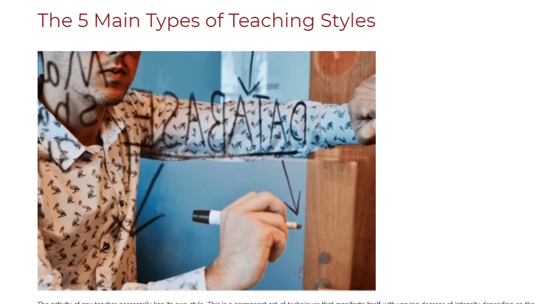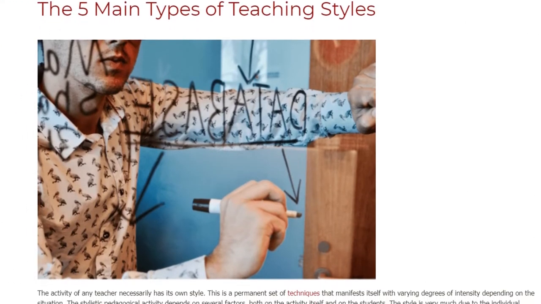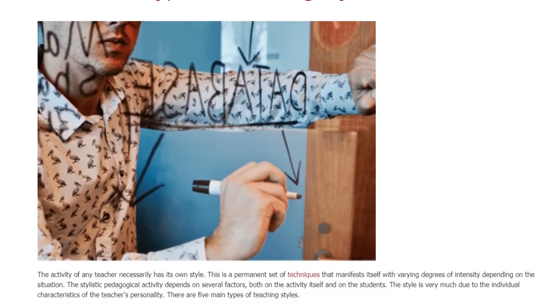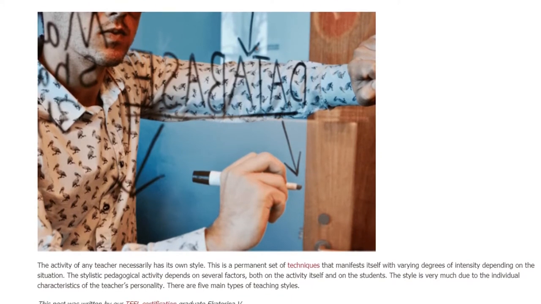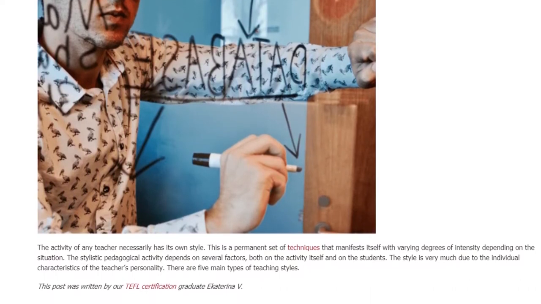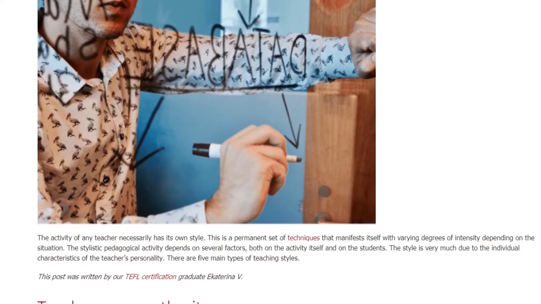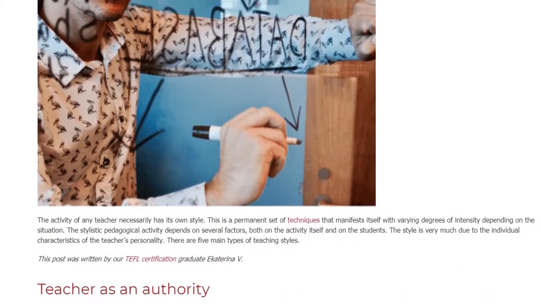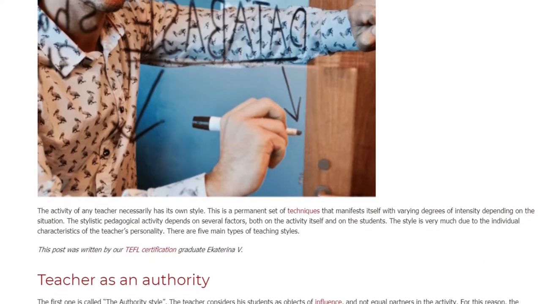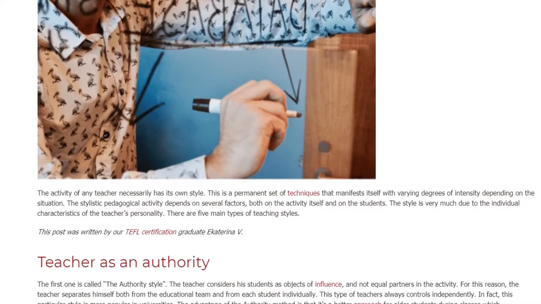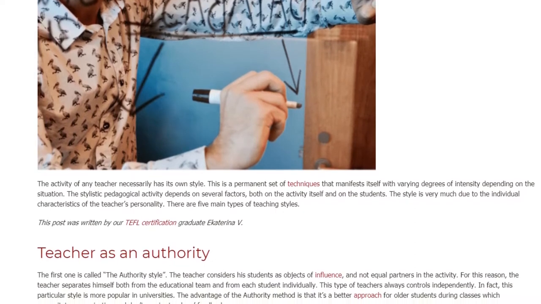The five main types of teaching styles. The activity of any teacher necessarily has its own style. This is a permanent set of techniques that manifests itself with varying degrees of intensity depending on the situation. The stylistic pedagogical activity depends on several factors, both on the activity itself and on the students. The style is very much due to the individual characteristics of the teacher's personality.